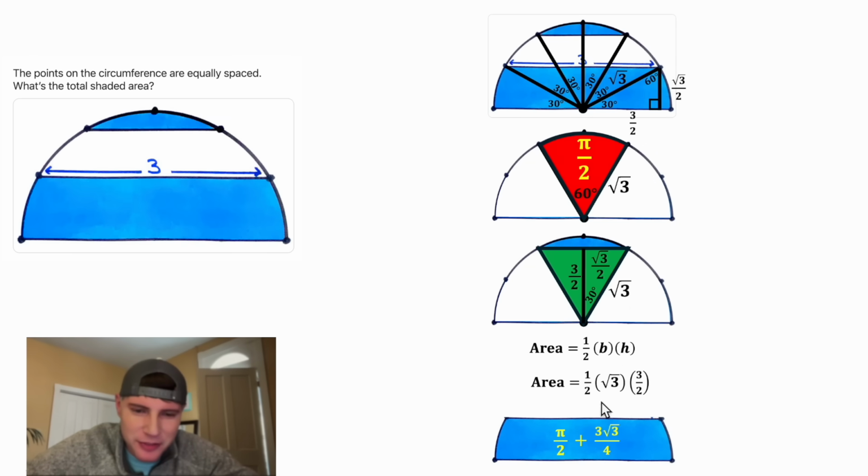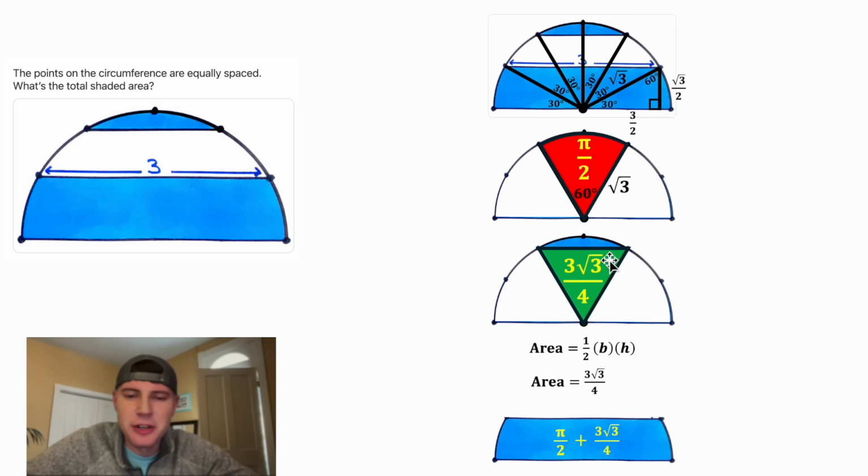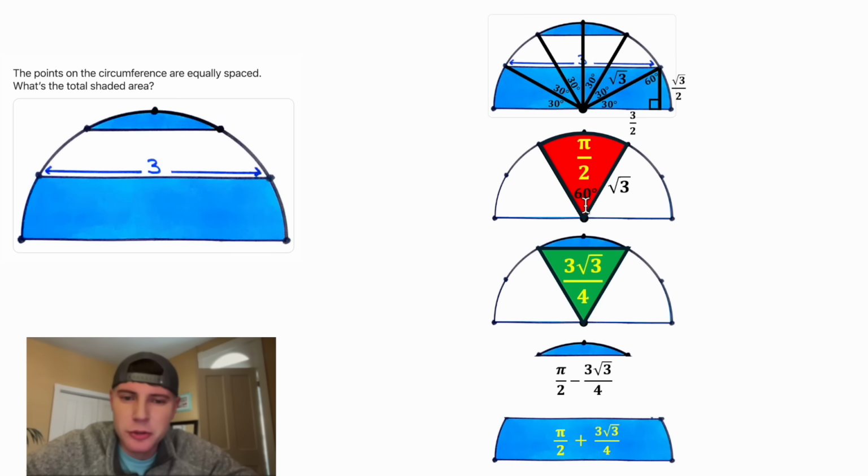And now we can simplify all this. On bottom, 2 times 2 is equal to 4. And on top, 1 times √3 times 3 is equal to 3√3. The area of this green triangle is equal to 3√3/4. And now we know the area of this blue segment. It's equal to the red sector pi/2 minus the green triangle 3√3/4.